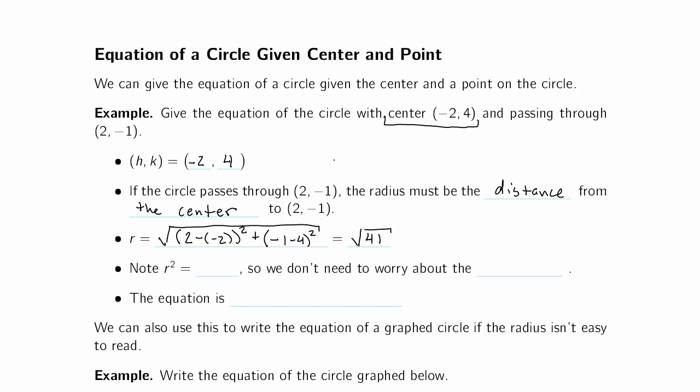The square root of 41, that looks pretty unpleasant. I might feel like I should try to simplify that. But actually, in my equation, I'm not going to use the radius. I'm going to use the radius squared. So the square root of 41 squared, that's just 41. We don't need to worry about the square root.